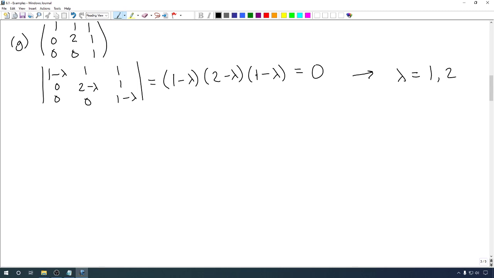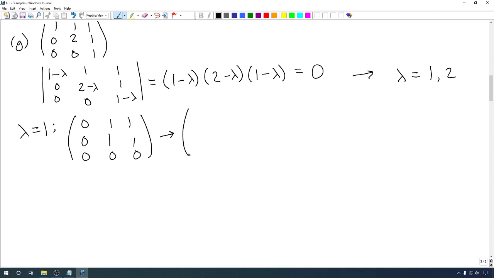Now, is this going to be defective like the last one? We'll have to see. That's not something you can easily see right off the bat. So let's let lambda equal 1 first, and then we'll work it out. We'll see what happens. All we need to do is subtract 1 from our diagonal elements. So here we get 0, 1, 1, 0, 2 minus 1 is 1. Then we have 0, 0, 0.